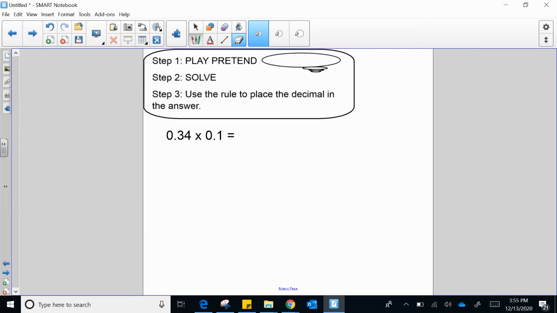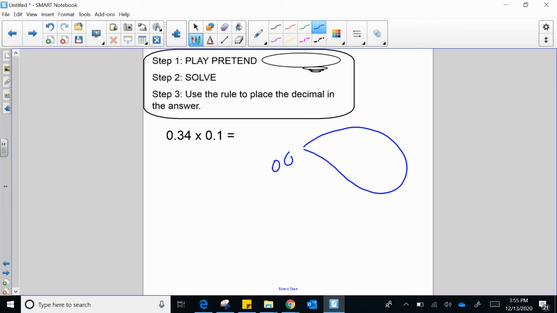Some of the problems are going to be tough ones like this. And this one's actually really tough, but really simple at the same time. When I play pretend, I get 34 times 1. Well, 34 times 1, that's a really simple problem to solve. It's 34. So this type of problem is going to be really easy on this play pretend and solve step, but it's this part that's a little bit more complicated.